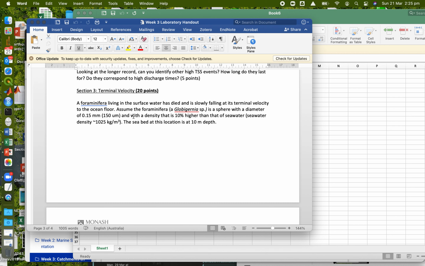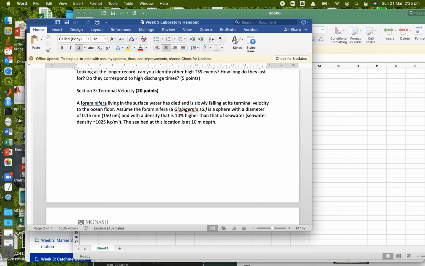This is a really cool question because we use these foraminifera as paleoclimate markers, and if they take a very, very long time to fall to the bottom of the ocean, the ocean is moving, right? So these currents can take that grain of sand basically hundreds of kilometers away from where it was living before it lands on the ocean floor.